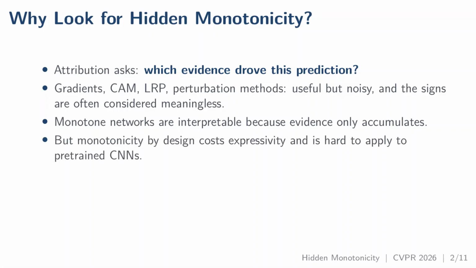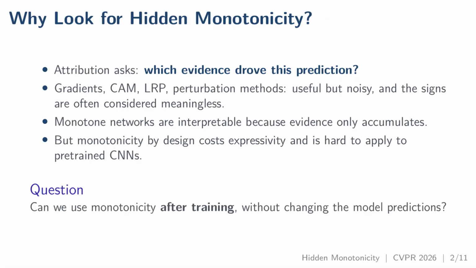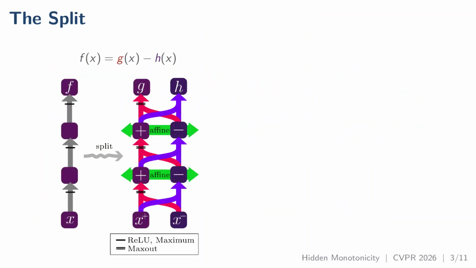But monotonicity by design costs expressivity and is hard to apply to pre-trained CNNs. So in this paper, we ask, can we use monotonicity after the training without changing the model's prediction? From optimization, we know that ReLU neural networks admit difference of convex decompositions. That is, we can find convex networks G and H such that their difference represents the original network.